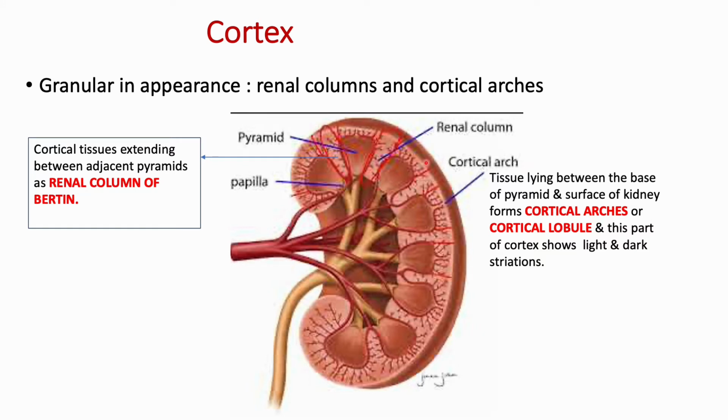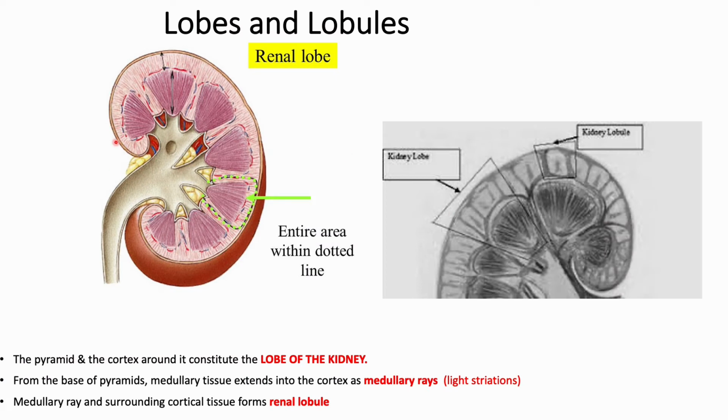The renal cortex is granular in appearance and is formed by the renal columns and the cortical arches. The cortical tissue extending between two adjacent pyramids is called a renal column of Bertin, whereas the tissue lying between the base of the pyramid and the surface of the kidney forms the cortical arches or cortical lobule, and this part of the cortex shows light and dark striations. The pyramid and the cortex around it constitute one lobe of the kidney.